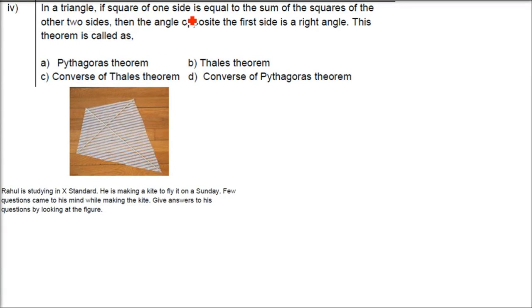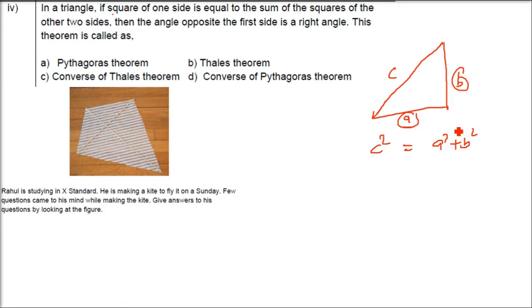In a triangle, if the square of one side is equal to the sum of the squares of the other two sides, then the angle opposite to the first side is a right angle. This theorem is called what? Let me tell you that this is the converse of Pythagoras theorem. How? They are saying the square of one side is equal to the sum of the squares of the other two. Let us take that one side as C and the other two sides as A and B. So C square equals A square plus B square.